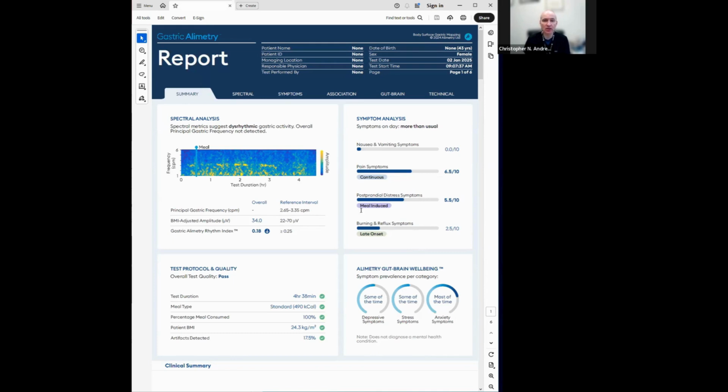Another thing I'll point out is the new use of what we call tags. The pain symptoms, in this case, were continuous throughout the study, so they were pretty much the same before the meal as after, and it labels that as continuous. Whereas with postprandial distress, the symptoms onset afterwards, and these were meal-induced. I'll show that in more detail on the symptoms page. And then the burning and reflux symptoms, they did have, to a lesser degree, a later onset in the study, and again, it tagged it that way.